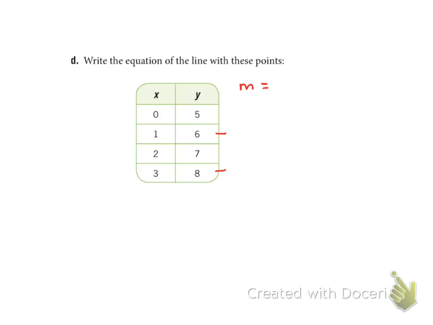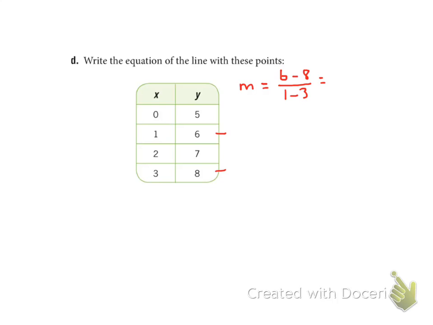You pick one of the y's. The 6. Okay. You're picking 6, so subtract the other y. 8. So minus 8. Now the denominators, we're working with the x's. So like 1 minus 3. Very good. Yep, you chose those in the same order.